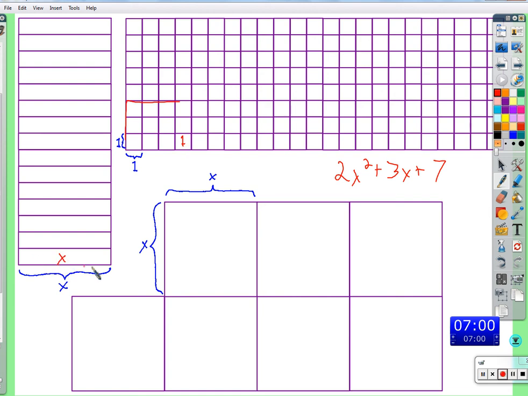This side would be x, this side would be 1. And this is going to come in real handy down the road. All right, this one, if you were to take one of these and put it up next to this one, you'd find out that they're exactly the same length. But this length is x, and this is x. You can see that here, x by x. 2x. So that'd be the area of this?